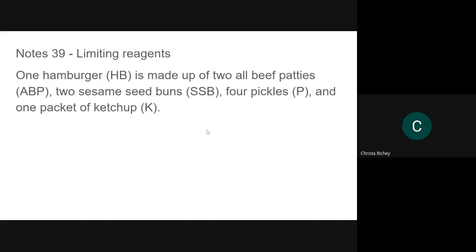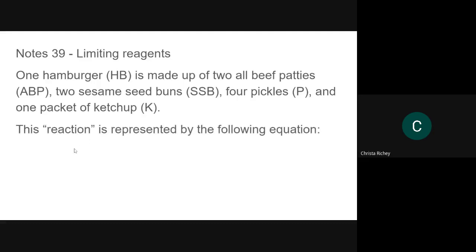So we're going to create a reaction for this. So it's one hamburger is made up of, okay, so what it's made up of are the reactants: 2 all beef patties, 2 sesame seed buns, 4 pickles, and 1 packet of ketchup. That makes a hamburger. We're literally doing the same thing with chemical reactions, but we're now going to figure out which one of these is going to control the maximum amount of hamburgers you can make.